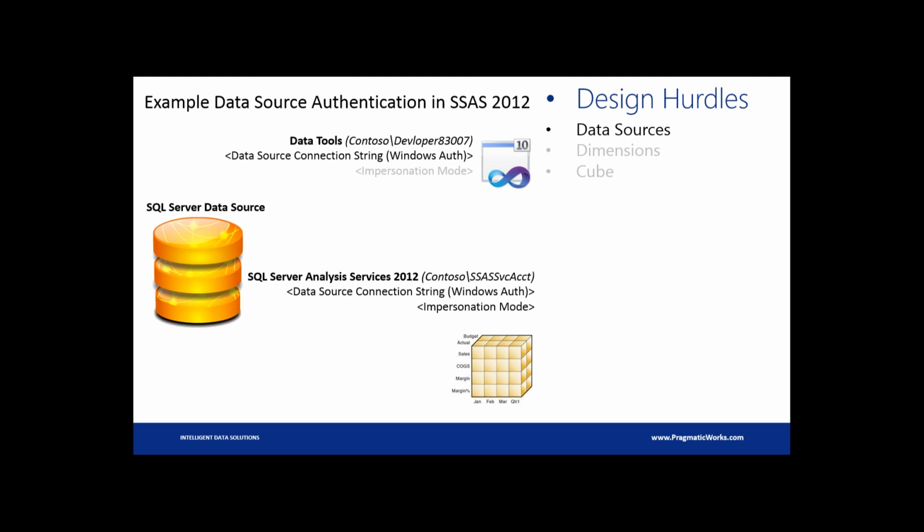And then we have to develop our cube in Data Tools, and we eventually deploy it to SQL Server Analysis Services 2012. So there are two different authentication requests going on here. We have one authentication request to the SQL Server data source from SQL Server Data Tools. I'll show you later, after I get through this slide, how you set up your data source connection, but it's pretty straightforward. You set up your connection string, and it's going to use that to connect to the data source.